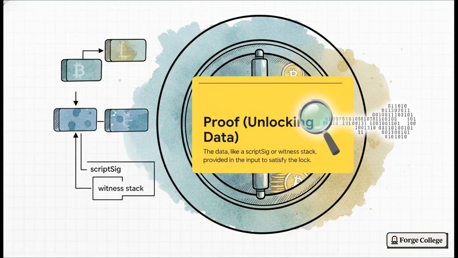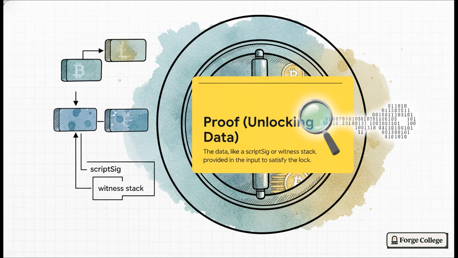And finally, we have the proof. This is the unlocking data you provide in the input to actually satisfy that lock. Depending on the transaction type, this proof might live in the scriptSig field or in a separate witness stack. But its purpose is always exactly the same: to prove to the network that you have the right to spend those funds. So think of this whole relationship as a triad.